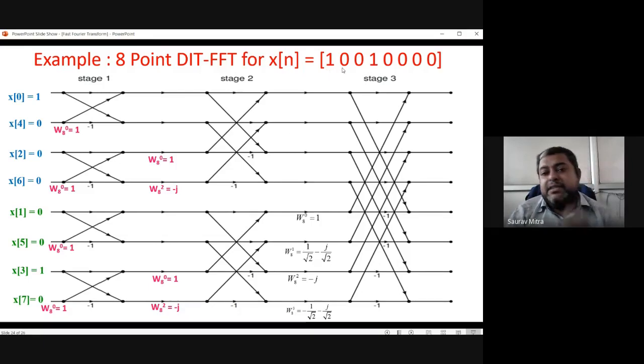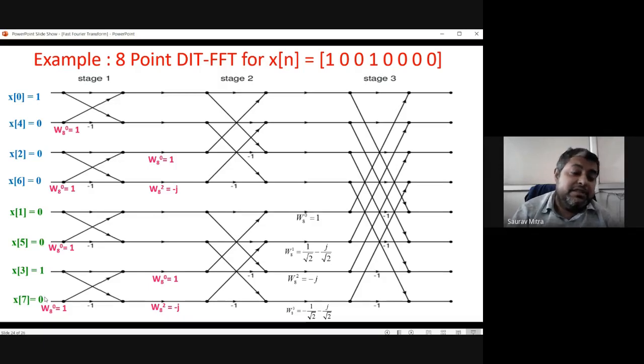Now let us arrange the initial part, that is the time domain signal. So first is x0 and x4. x0 is 1 and x4 is 0. Then x2 and x6, both are 0. Then x1 and x5, both are 0. And x3, this is 1, and x7, that is 0. So input side, this is 1001 0010.